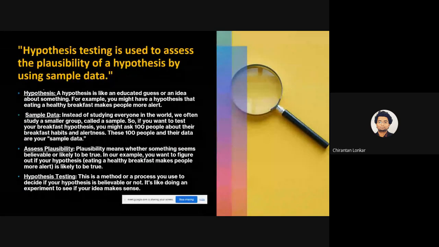It says, for example, there is a hypothesis. A hypothesis is like an educated guess or an idea about something. I am making a guess about something, or I am coming up with a theory. Usko bolte hypothesis karna. Okay.